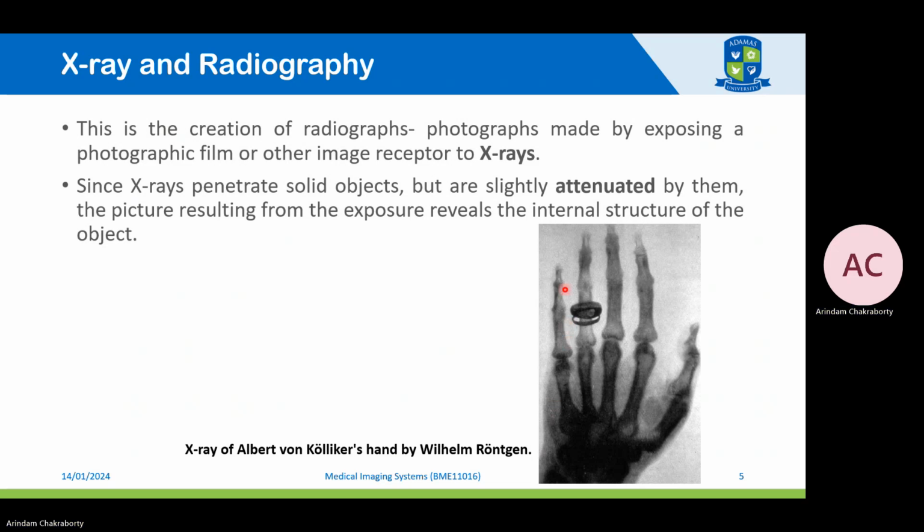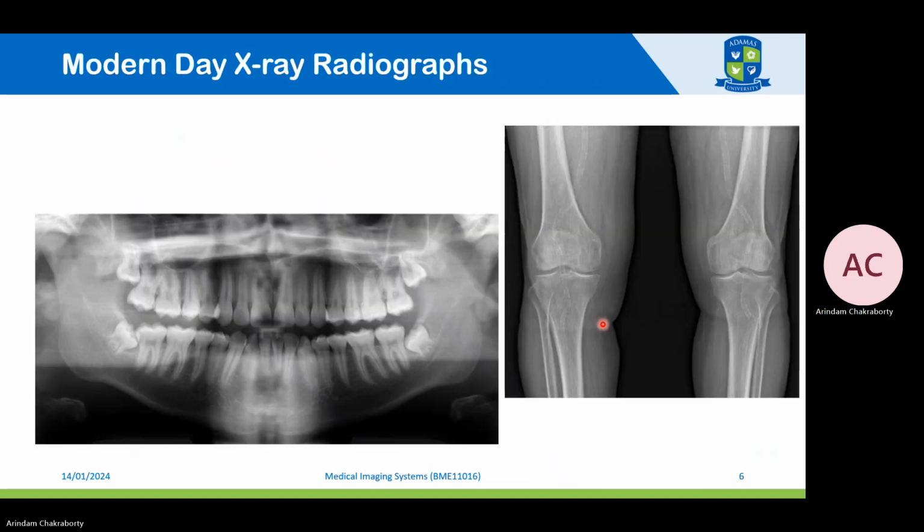And this is the ring that is made up of metals. So this is a radiograph, and the process is known as radiography. And to understand radiographs and the modern application of X-rays, here are two typical applications.